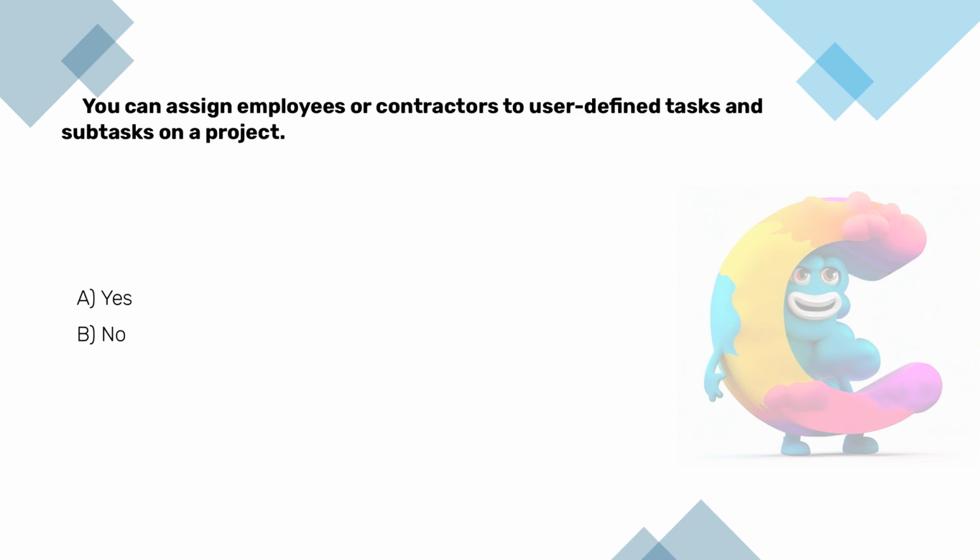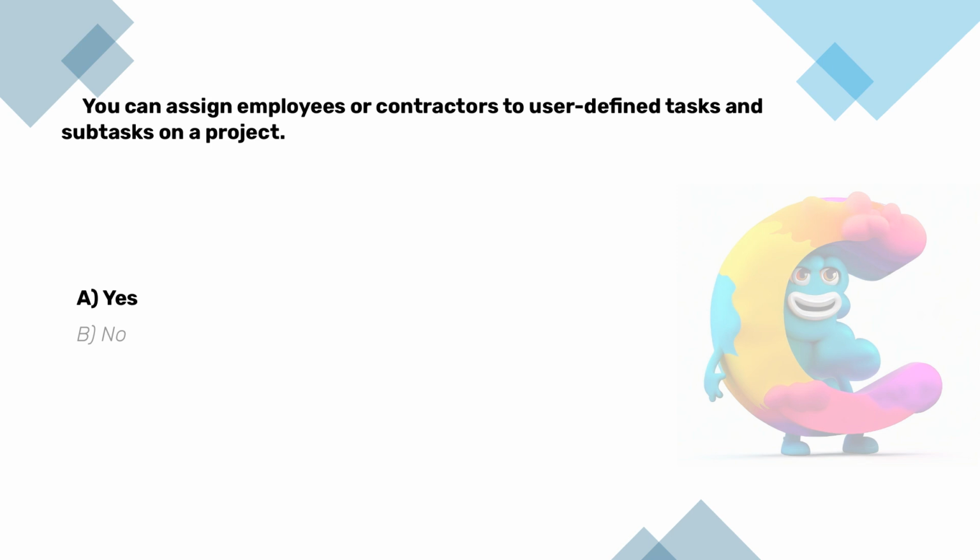You can assign employees or contractors to user-defined tasks and subtasks on a project. Is it correct? Okay, now pause the video here, have a bit of think, and then continue when you are ready. Yes, in Dynamics 365 Project Operations, you can assign both employees and contractors to tasks and subtasks within a project. This allows for flexibility in resource allocation based on the specific requirements of the project.